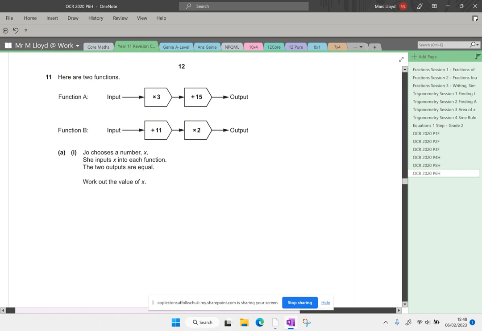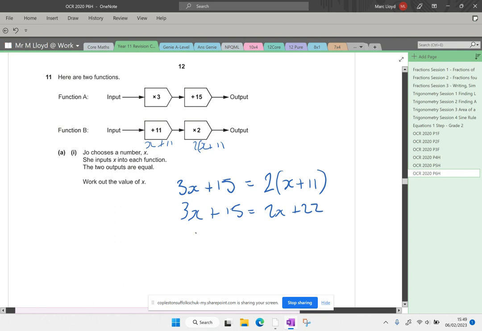So our first one is going to end up being 3x plus 15. If those outputs are equal, then we're going to have the same as 2 open bracket x plus 11, because we'll have x plus 11 and then plus 11 there, and then 2 open bracket x, 2x plus 22. x plus 15 equals 22, x equals 7. That was nice. Okay.